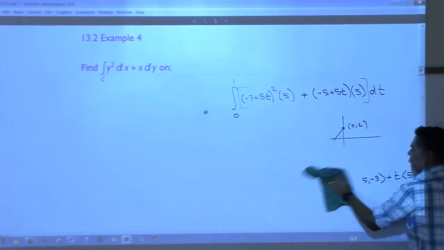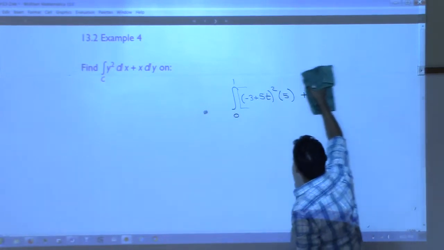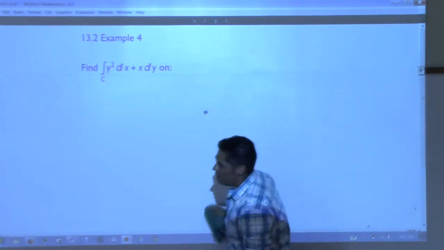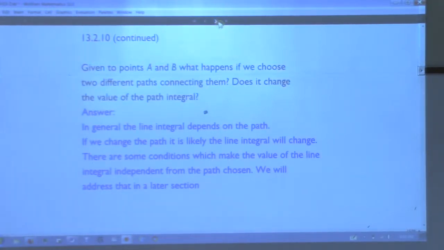Path independence would mean that you get the same answer regardless of the path, which will come up. It does happen sometimes. So the answer to this is the integral depends on the path, right?